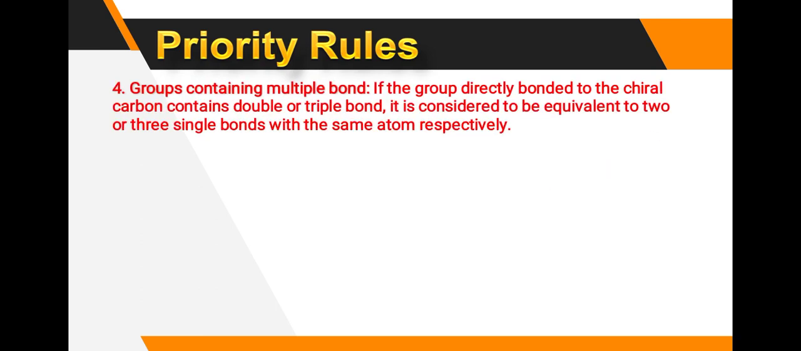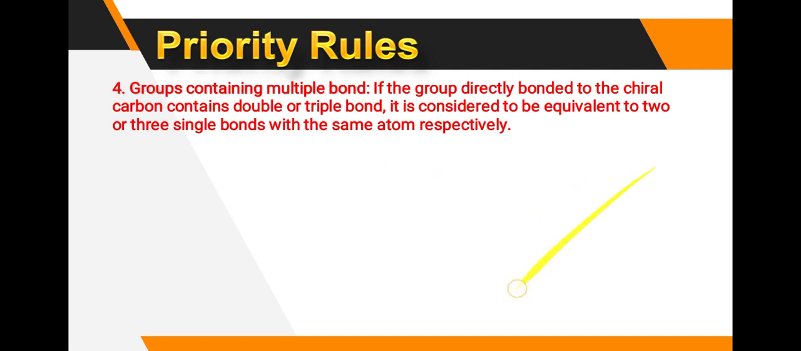Then groups containing a multiple bond. If the group directly bonded to the chiral carbon contains a double or triple bond, it is considered equivalent to 2 or 3 single bonds with the same atom respectively. Here different atoms, different molecules are there. Here C, carbon double bond O, here OH, here C. That means the double bonded carbon has the highest priority.